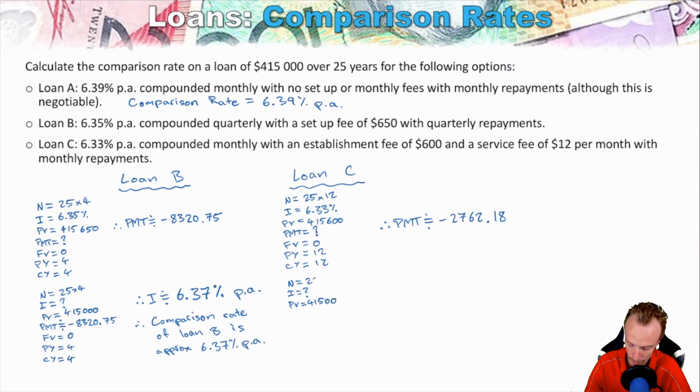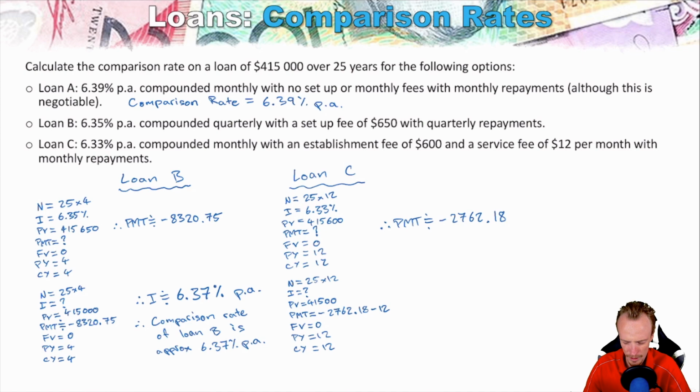This was 25 by 12, wasn't it? Yep. The PMT, now this is where it's really important that we're looking at. So the PMT is negative $2,762.18. Add on the regular fee of $12. Now, remember, I just need to make it more negative, so I'm going to subtract the 12 to make that what it needs to be. The future value, we're paying the entire loan, and then the PY and CY still remain at 12. So that's how we do step 3.